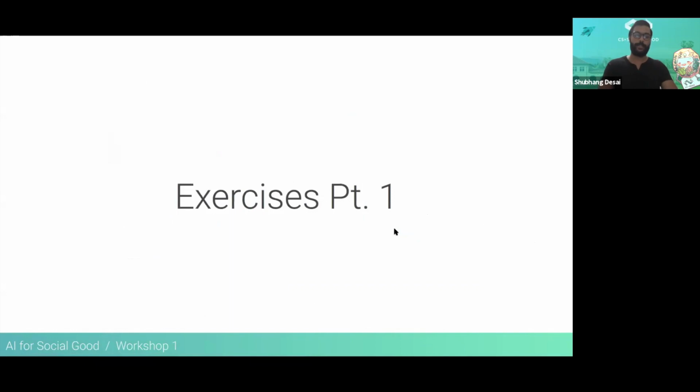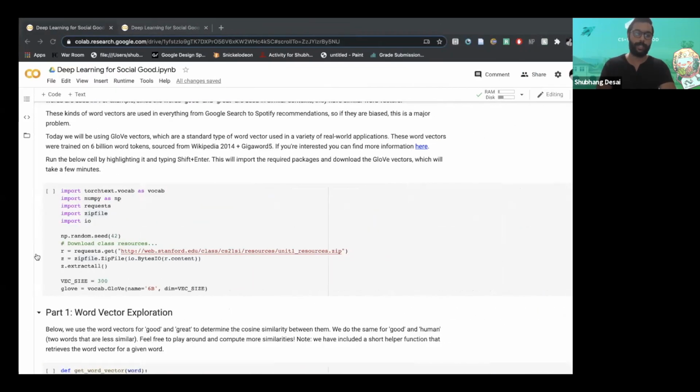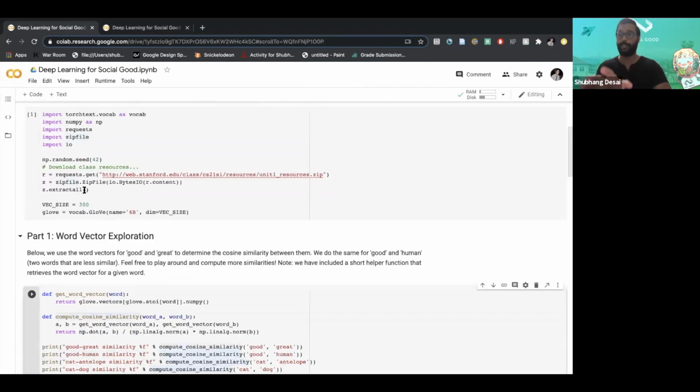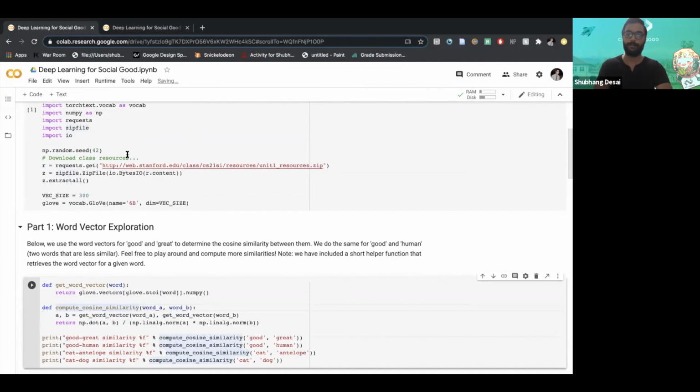Okay, so we're gonna jump into some exercises. So here I have pre-downloaded some word vectors. These are called, y'all can see my screen, right, by the way? You can see my code. Thumbs up.